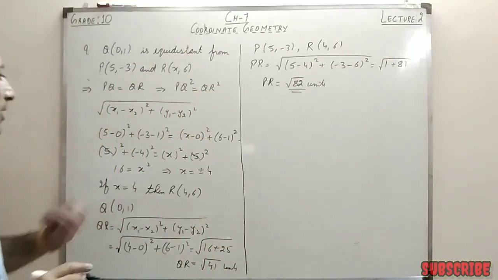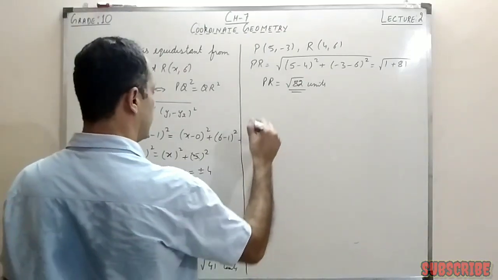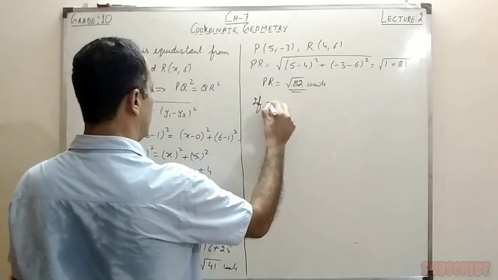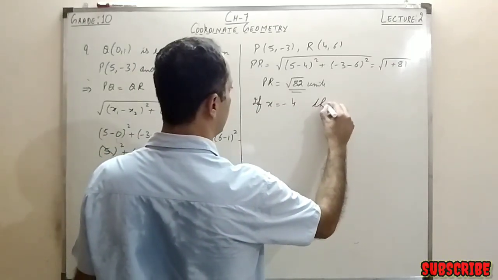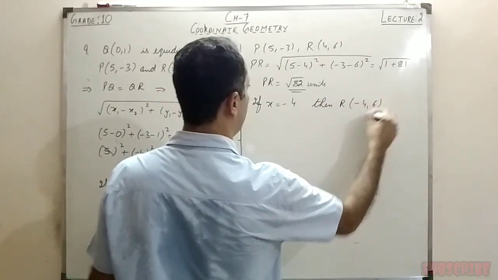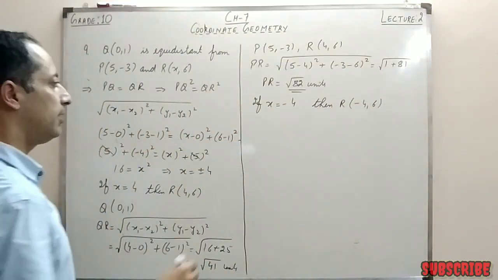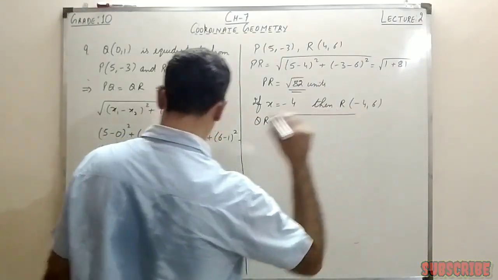Now this was when the value of x is 4. Now we take the value of x as minus 4. Now if x equals minus 4, then R will be (minus 4, 6). Then obviously the value of QR, I write the value of QR.